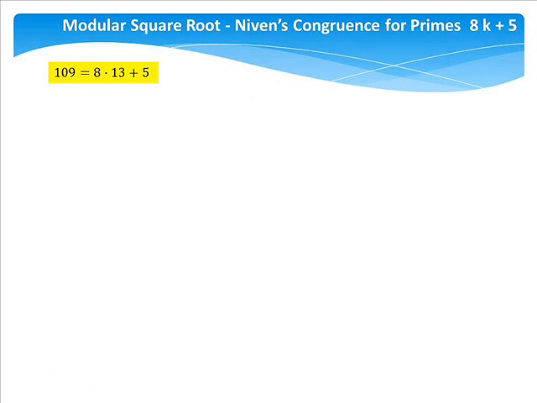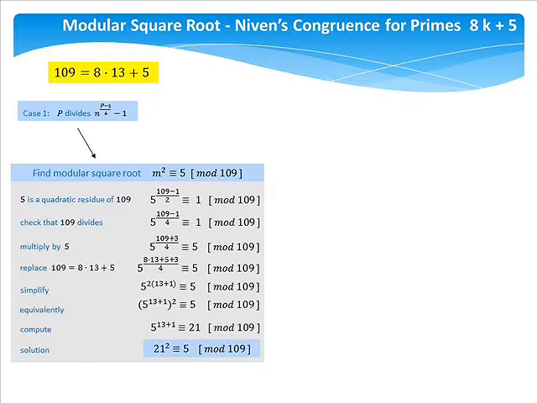Let's walk through an example with the prime 109. We'll explore two cases. In case 1, p divides n raised to p minus 1 over 4 minus 1. So finding the modular square root of m squared congruent to 5 modulo 109 is straightforward, following the same procedure detailed before. 21 squared is congruent to 5 modulo 109.